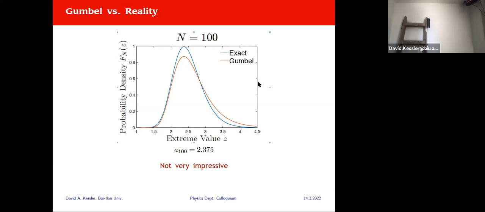It's got the right A. It's pretty good. The placement is right. The width isn't great. It's the right order of magnitude, but it's not great. Not very impressive. A is, you see, not very big. It's 2.375 for 100 random numbers. So it's big, but only among friends.